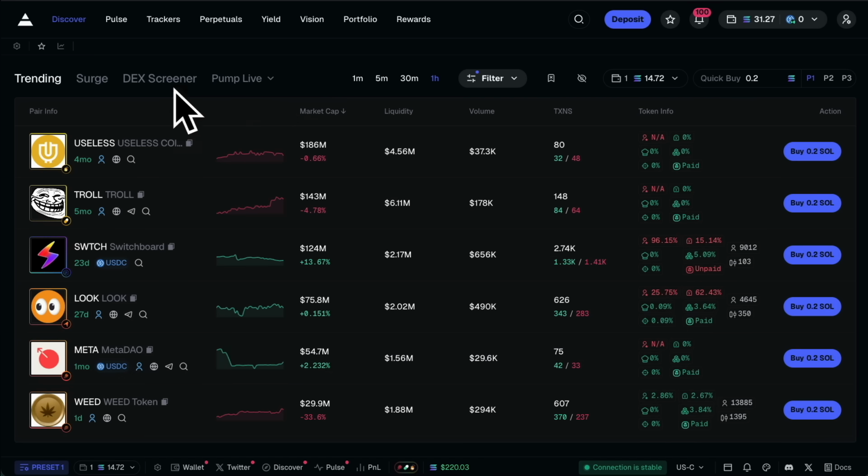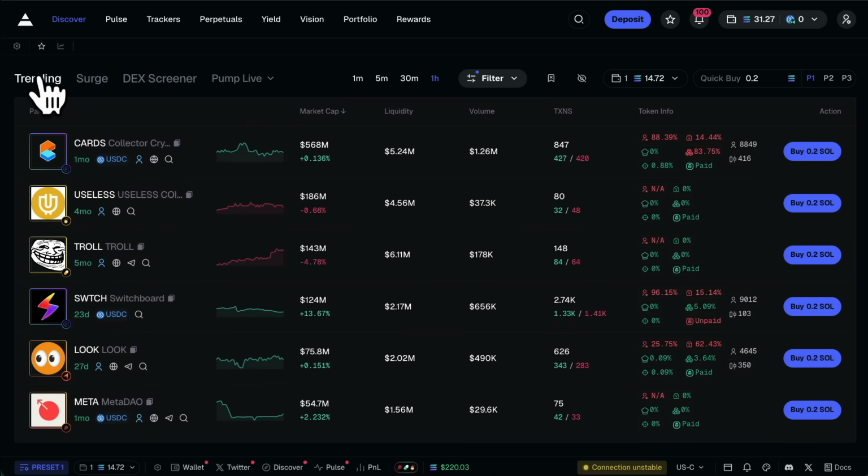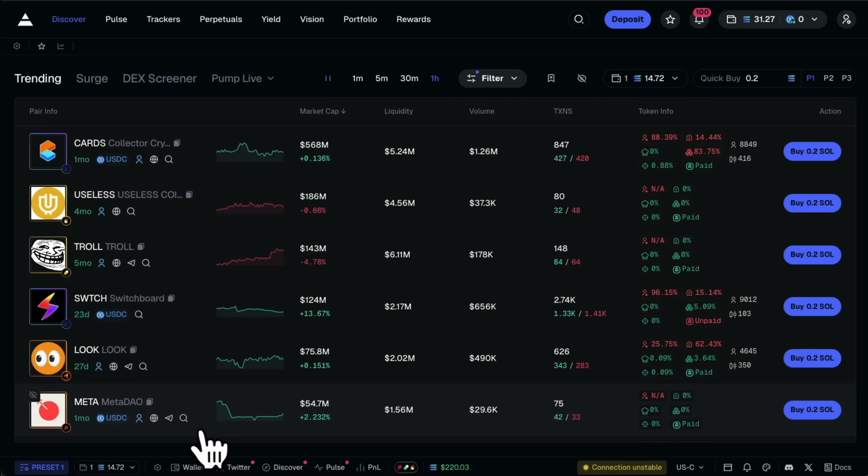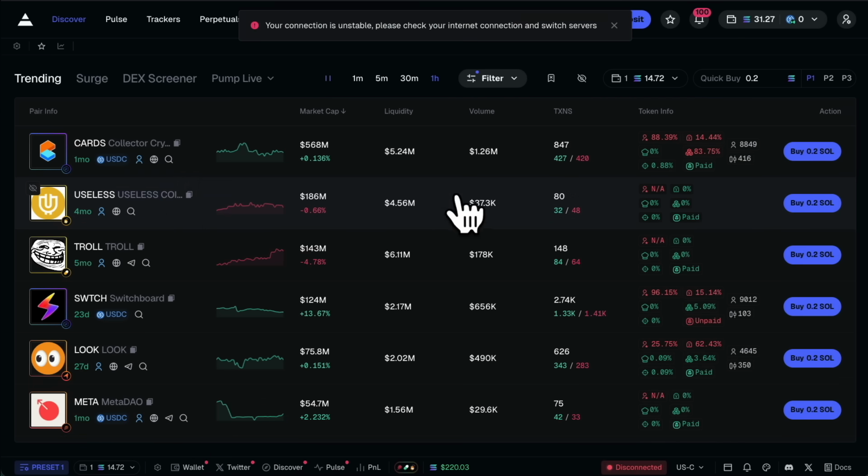There's also Surge as well, Dex Screener, etc. I don't tend to use the Surge tab a lot, to be honest with you. Trending is much better, but also I use other things. I use Dex Screener, and you can use other platforms to find trending tokens. But here, I don't really want to look at older coins.